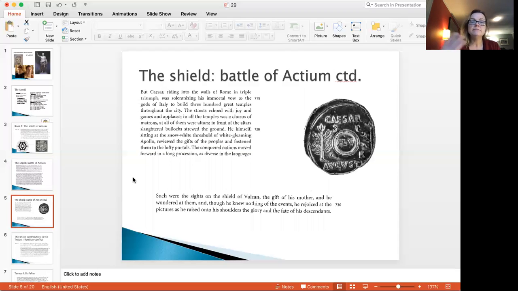And it goes on. At the end of that, we get the successful Augustus, described as Caesar here, but that's Caesar Augustus, riding into the walls of Rome in triple triumph, solemnizing his immortal vow to the gods of Italy to build 300 great temples throughout the city. So we get this sense of Augustus being triumphant, but in addition also very, very pious. And this is something we will see even more of as imperial representation continues, that the military success and the religious element will be more and more connected to each other.